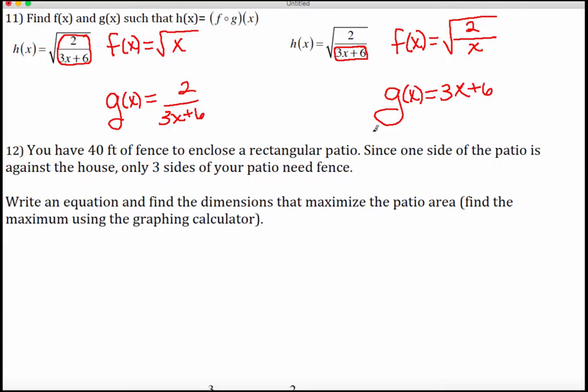So there are two answers for that problem right there. It's up to you which one you do. I probably would take the easier of the two and do the problem on the left, but either one works.